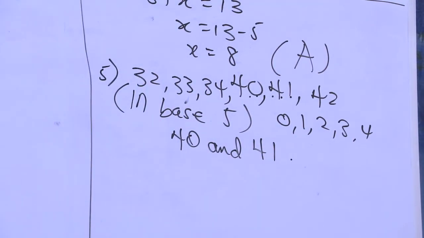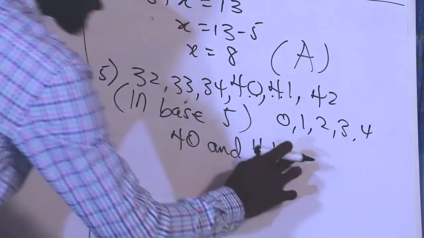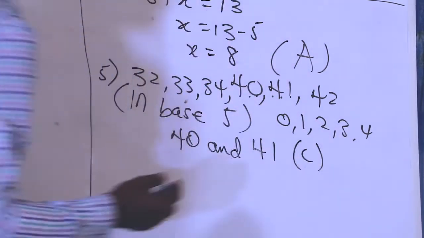40 and 41, let's look at the options. A is 35 and 36. B is 30 and 31. C is 40 and 41. D is 31 and 41. So the correct answer is C, 40 and 41.